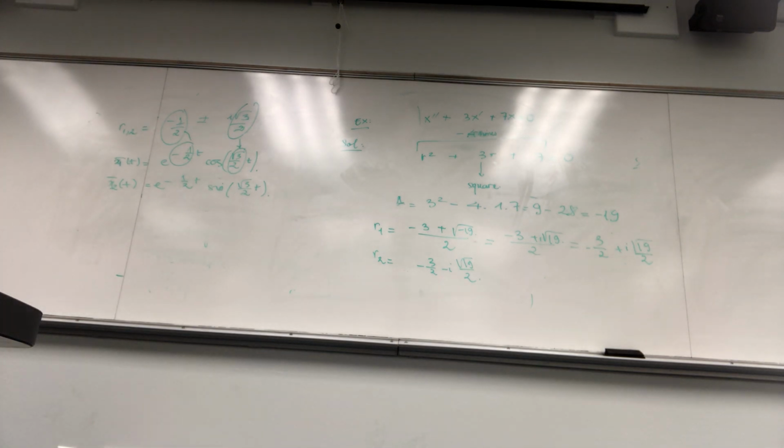Now, what are the two solutions? x1 bar is e to the negative 3 over 2 t times cosine of square root 19 over 2 t. And then x2 bar is e to the negative 3 over 2 t times sine of square root 19 over 2 t.